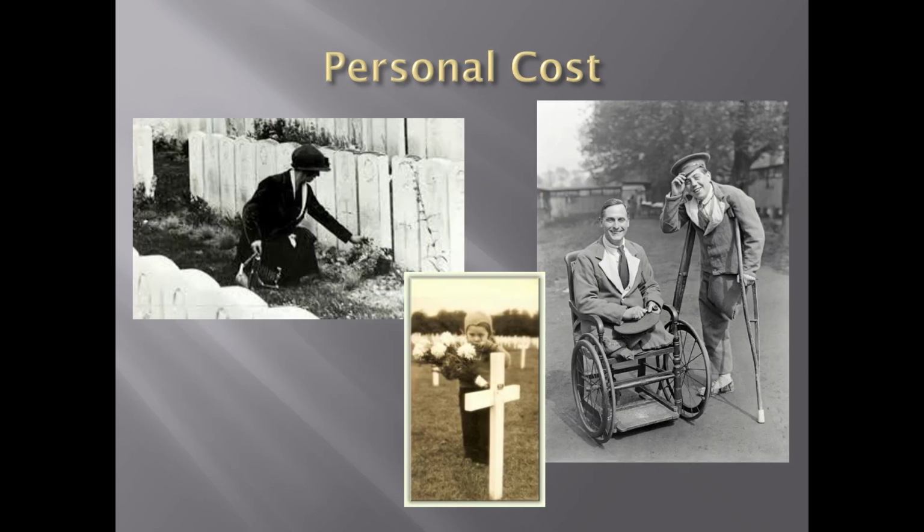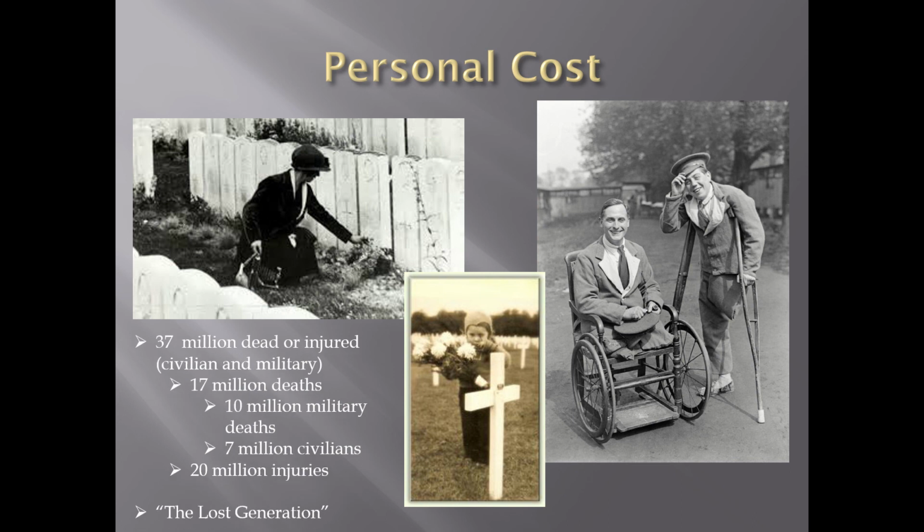The personal cost, 37 million people are dead or injured. That includes civilian and military deaths and injuries. So 17 million deaths, 10 million military deaths, 7 million civilian deaths. So almost as many civilians die as members of the military, plus 20 million injuries. People are coming home. The ones who are lucky enough to come home are coming home with injuries, not only physical injuries, but psychological injuries, which we will also talk about.